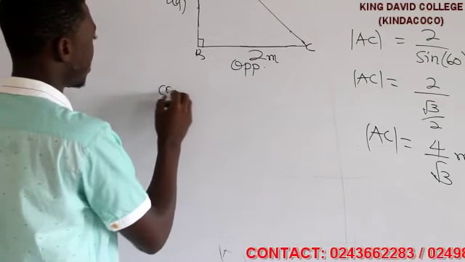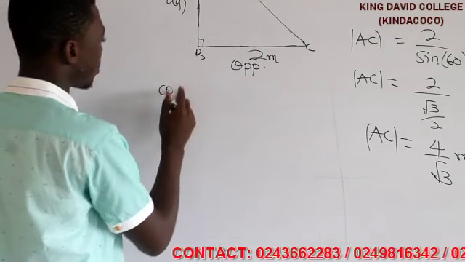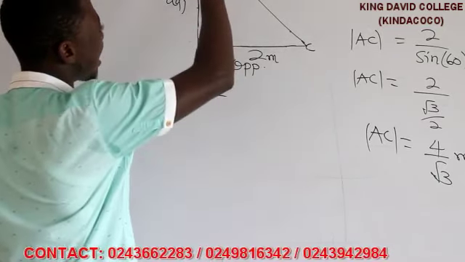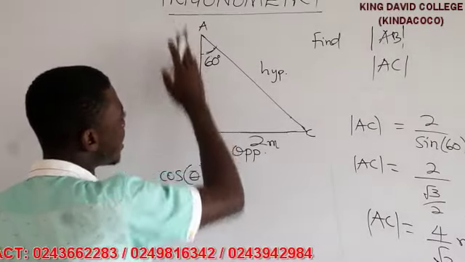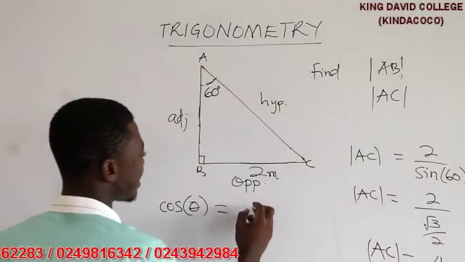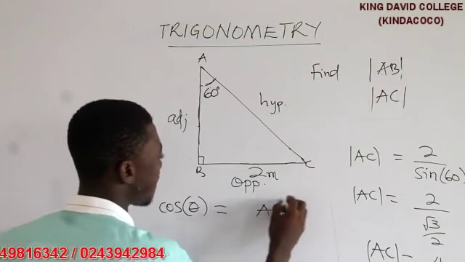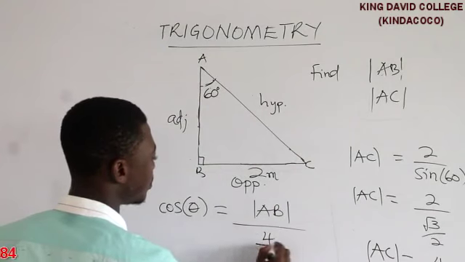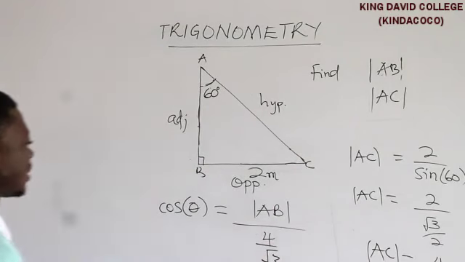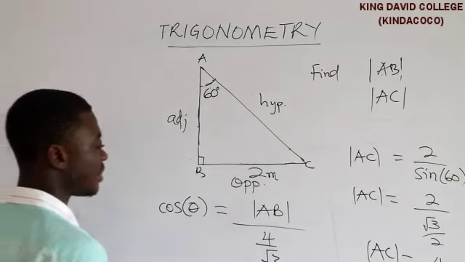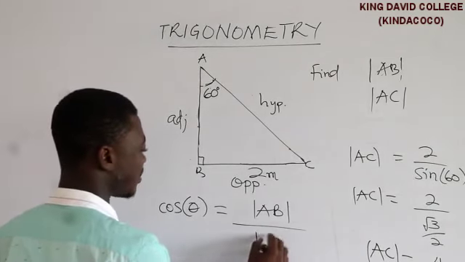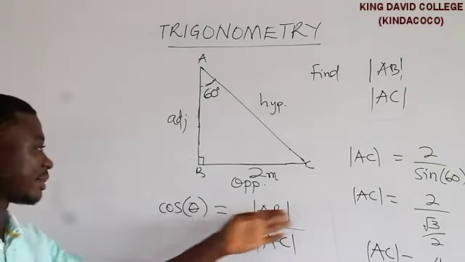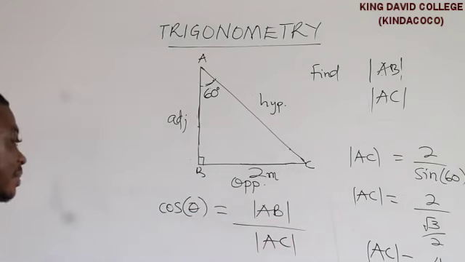So cos of theta, we always know it as adjacent over hypotenuse. So the adjacent, which is our side AB, over the hypotenuse, which we just found to be 4 over root 3. So let me simply put it. It's a formula, so simply put AC. So this becomes the general formula: adjacent over the hypotenuse.